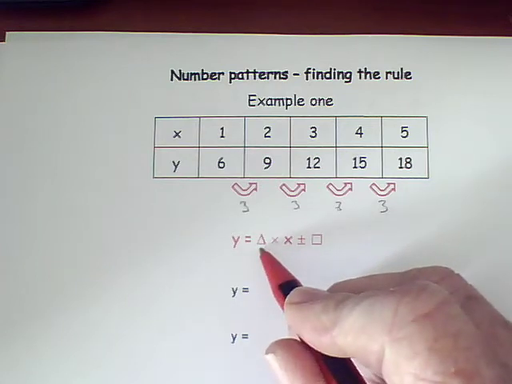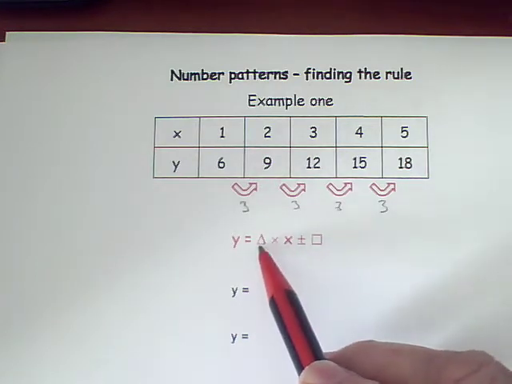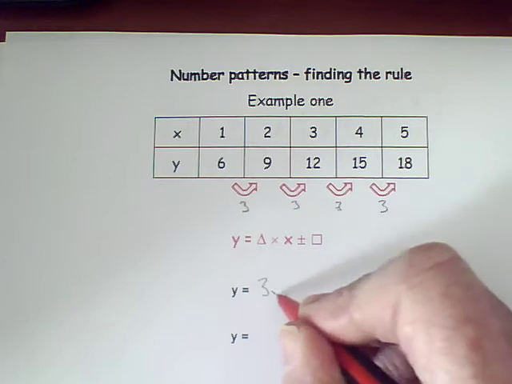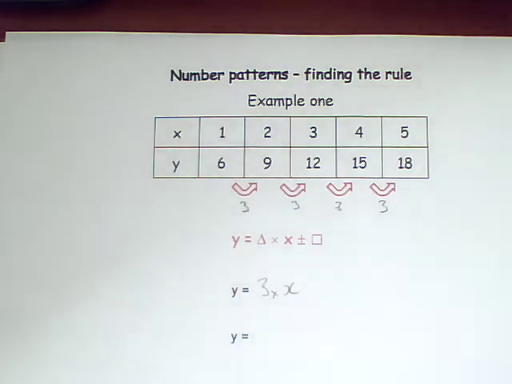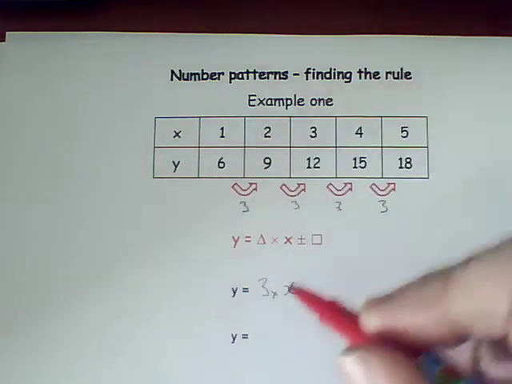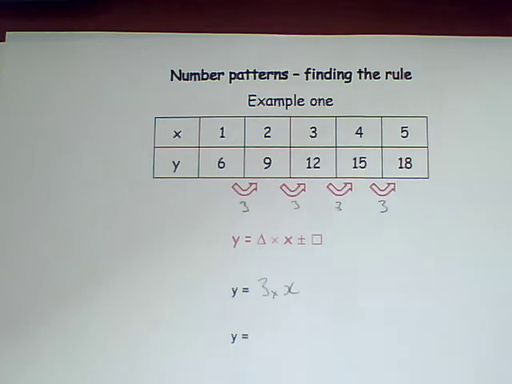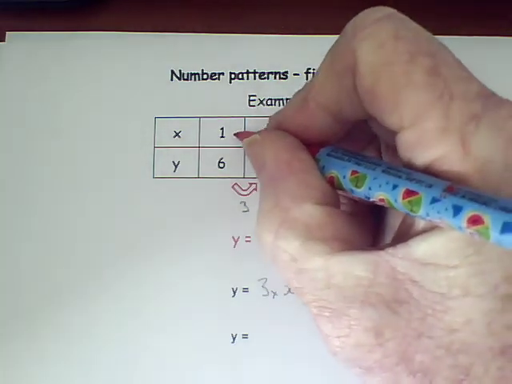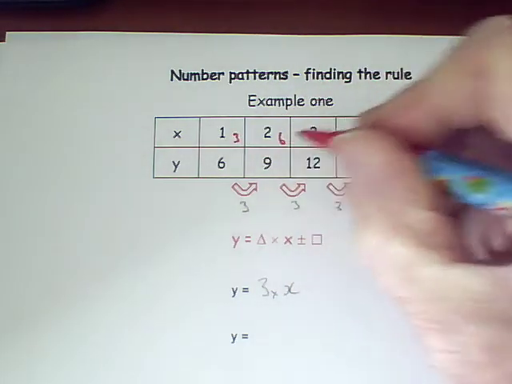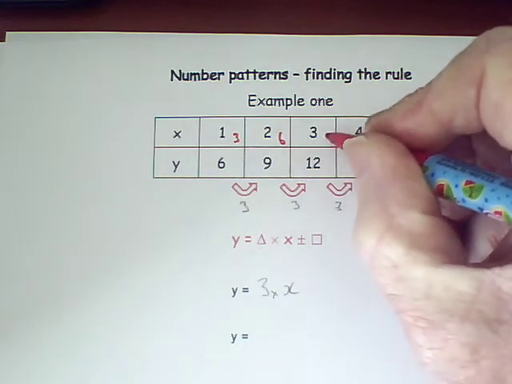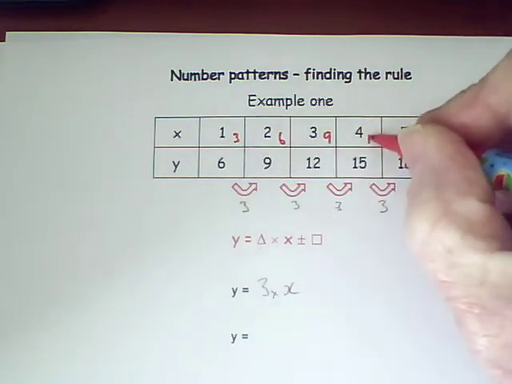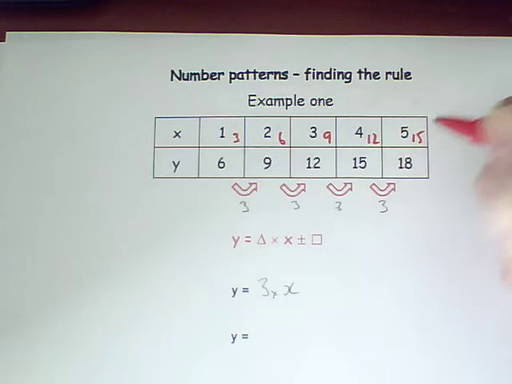So that means that y is going up 3 times as fast as x. That's why the triangle becomes 3. Now, when we do that, if we go back to our x's, the first step we're doing is 3 times x. So 3 times 1 is 3. 3 times 2 is 6. 3 times 3 is 9. 3 times 4 is 12. 3 times 5 is 15.